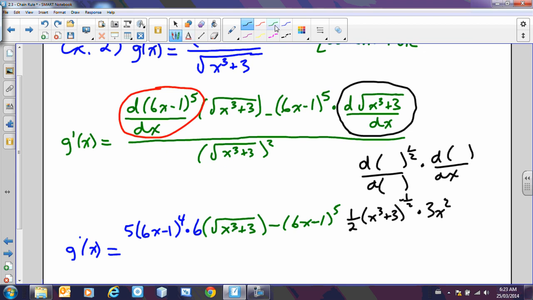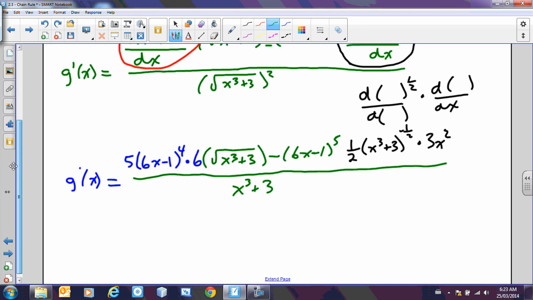And all of that is divided by the square root of this squared, which is just x^3 + 3. And this is looking pretty messy already. I guess I'll simplify it a little tiny bit. How much we simplify will be dependent somewhat on the individual questions: what's reasonable, what's not reasonable.